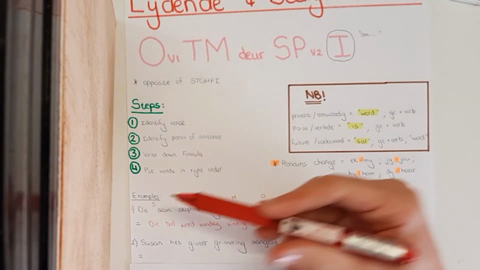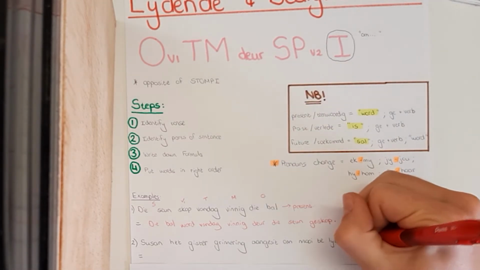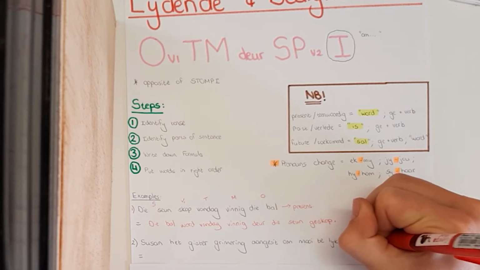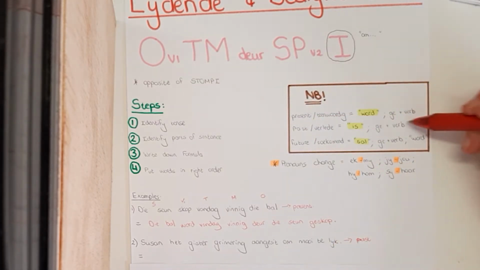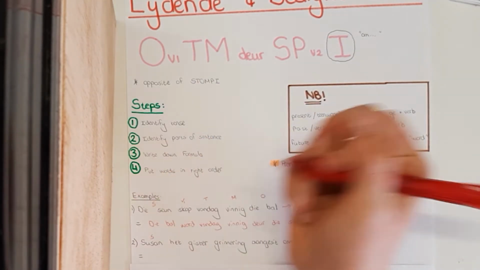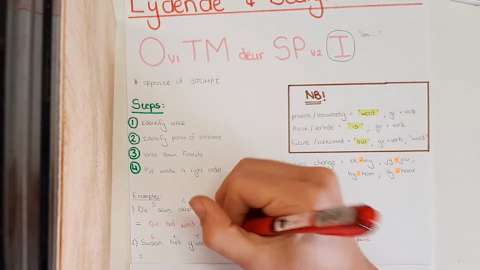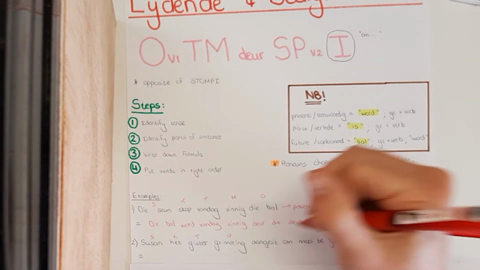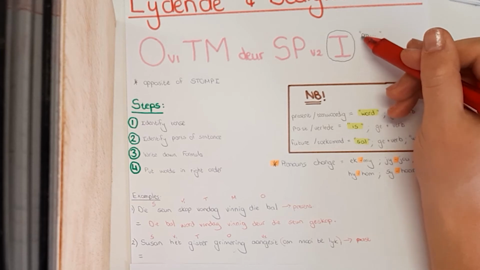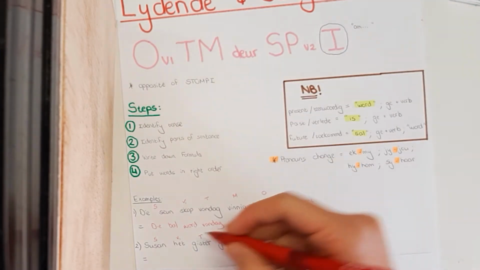Next example. Susan het gister grimering aangesit om mooi te lyk. Step number 1, identify your tense. There's a het telling me it is the past tense, meaning I'm looking at the second formula over there. Identify the parts of the sentence. Susan, subject. Het, verb 1. Gister, time. Grimering, object. Aangesit, verb 2. Om mooi te lyk. Om, meaning this is your infinitive.